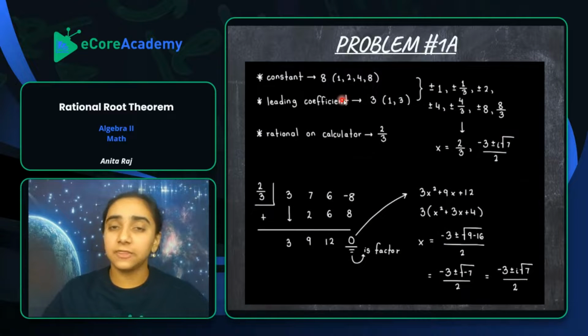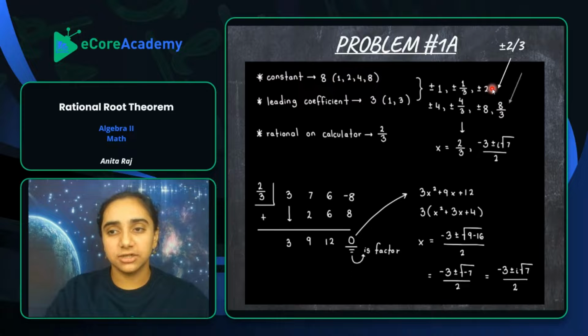So our constant at the end of that polynomial was 8, and our leading coefficient was 3, from 3x cubed. So we're going to take those coefficients 8 and 3 and write out their factors. 8's factors are 1, 2, 4, and 8. 3's factors are 1 and 3. We're going to take each of the factors of 8, make it a numerator, and then make each of these, 1 and 3, denominators and set up all the possible fractions.